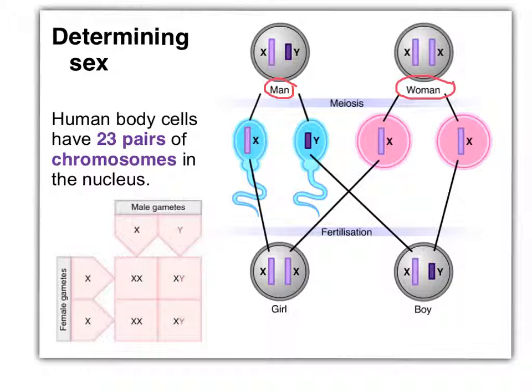So if this male gamete fuses with this gamete, we get XX, we get a girl. If this egg fuses with this sperm, we get a boy. This egg with this sperm, we get a girl. And this egg with this sperm, we get a boy. So that gives us a 50% chance of a girl or a boy.